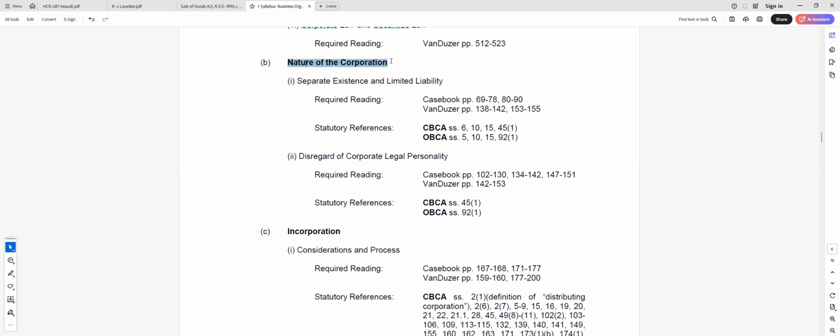Nature of the corporation. Again, we see this in the beginning, how it is a separate existence, and there is limited liability for the shareholders. They are not fully personally liable. Disregard of corporate legal personality. Even if the shareholders change, or if a shareholder dies, the corporation doesn't dissolve on its own, but it can also be disregarded. So how does that happen?